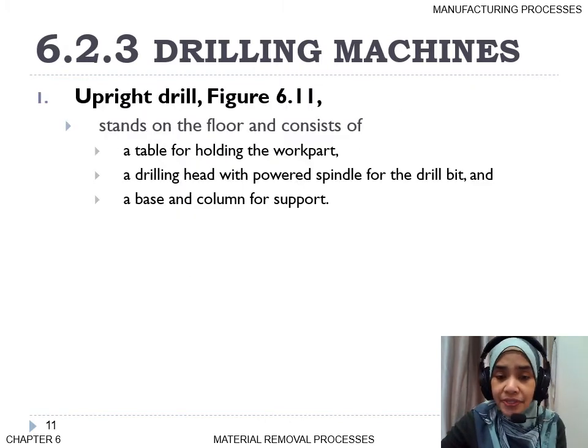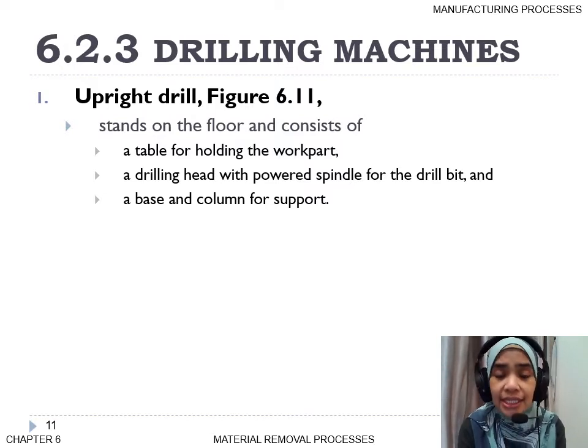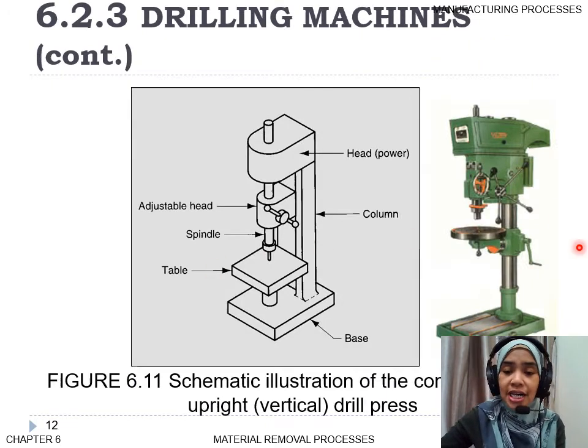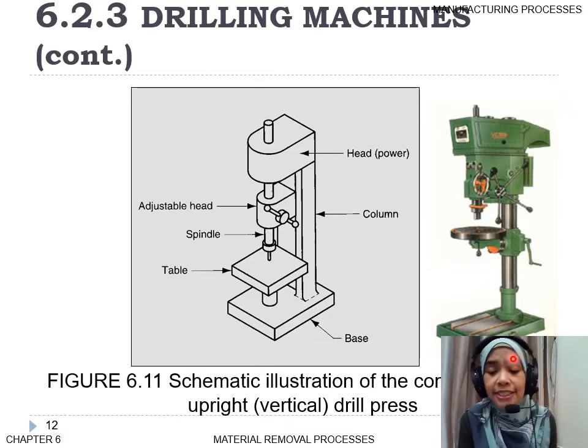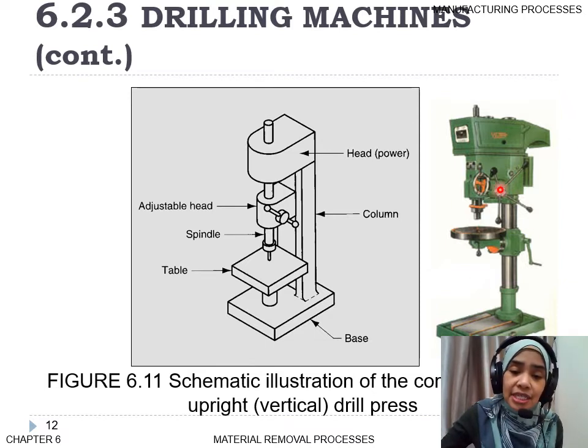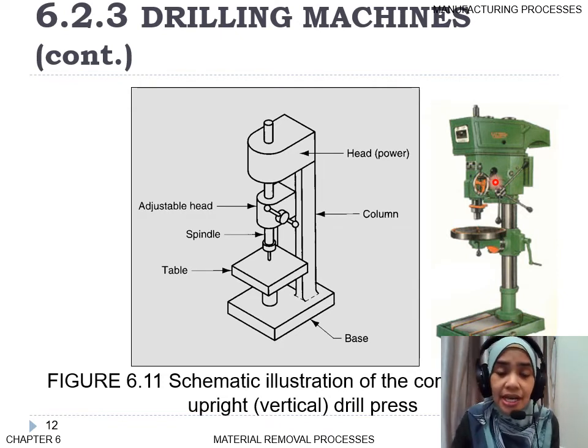Okay, drill. For the upright drill, we will look at the pictures in the next slide. It just stands on the floor, and it has a table for holding the work parts. The drill head is powered by the spindle of the drill bit, and the base and column give support. It sits directly on the floor, and the spindle, over here, is what holds our drill bit later.